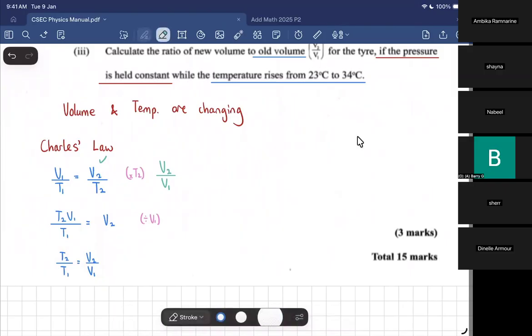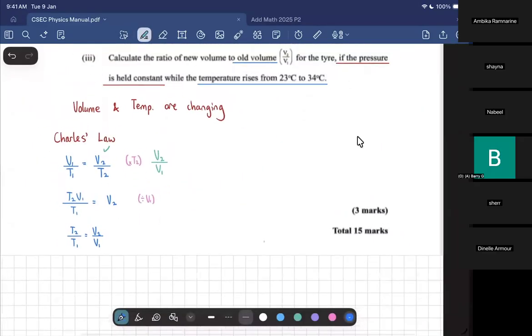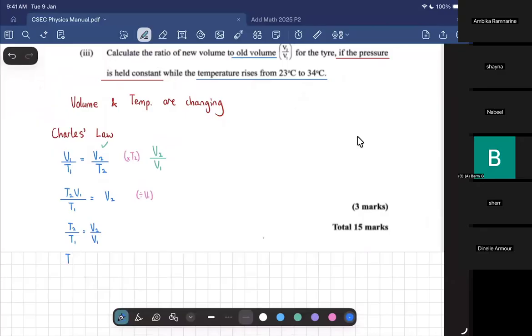So, Nikolai, in other words, V2 over V1 is going to be equal to T2 over T1. Do we know what T2 and T1 are? Yeah. All right, so what would T1 be? T1 will be 23. Right, but could we work with the 23 degrees Celsius? No, you have to convert that to Kelvin.